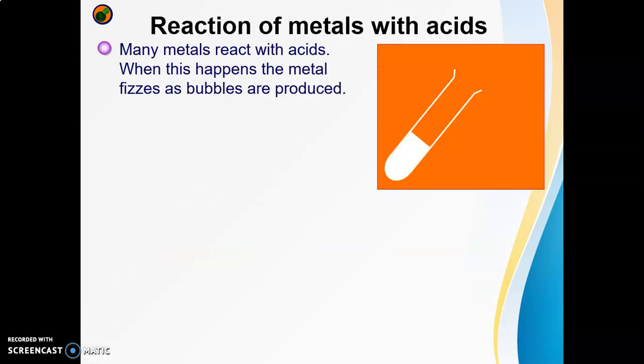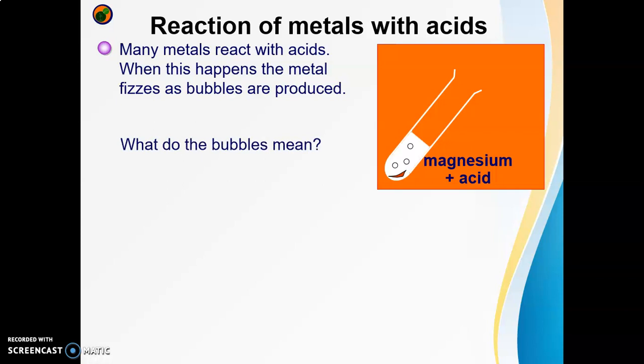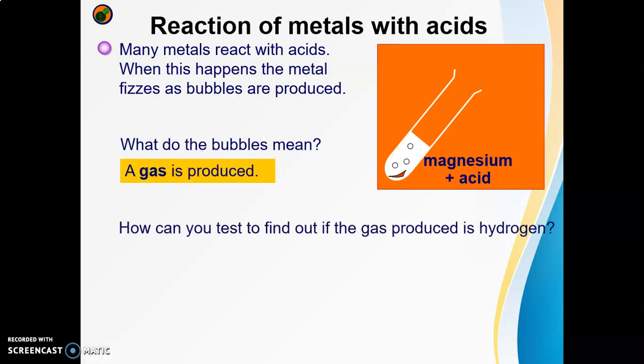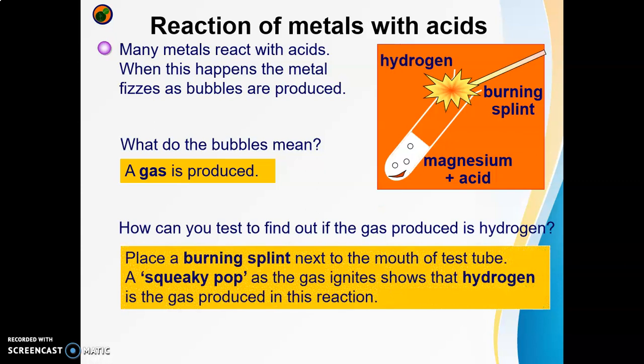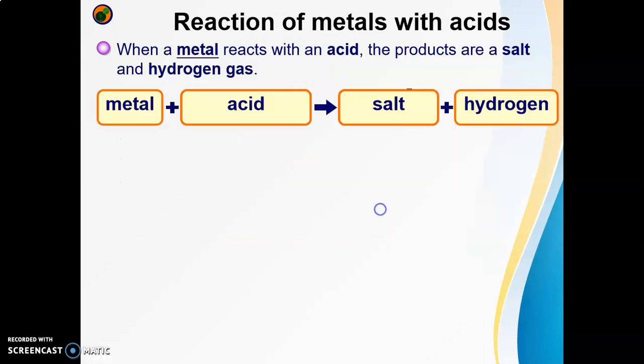The first reaction that we're going to see is the reaction of metal with acid. When metal reacts with acid, it will produce bubbles. For example, when you put magnesium and acid together, it will produce bubbles, which means a gas is produced. How can you test to find out if the gas produced is hydrogen? You need to use a burning wooden splint. If a squeaky pop sound is produced, it shows that hydrogen gas is produced in this reaction.